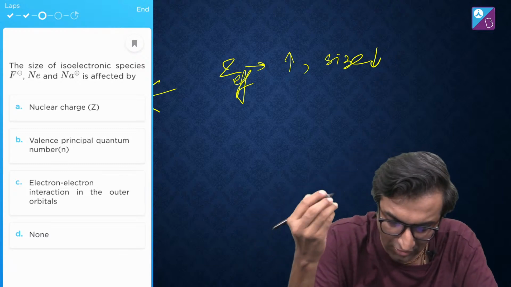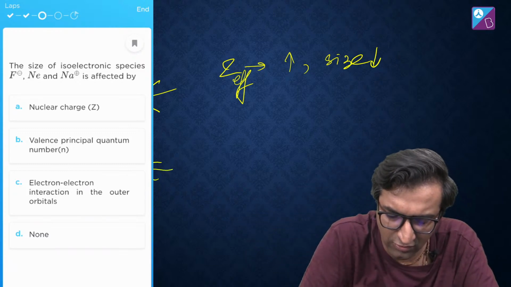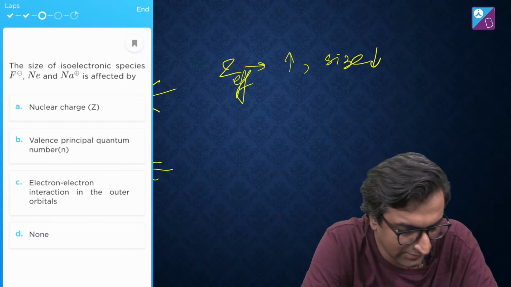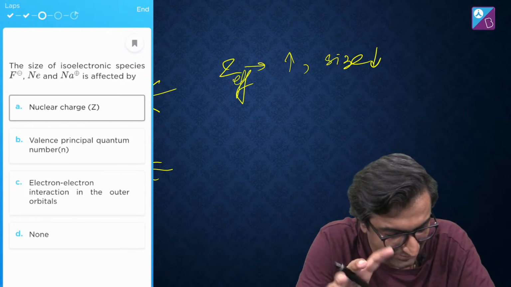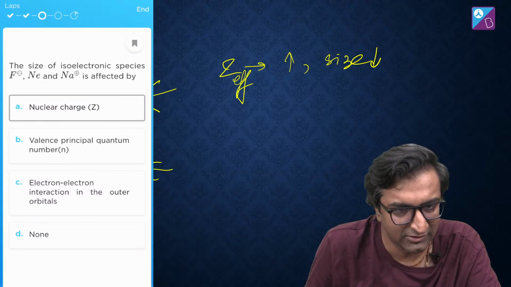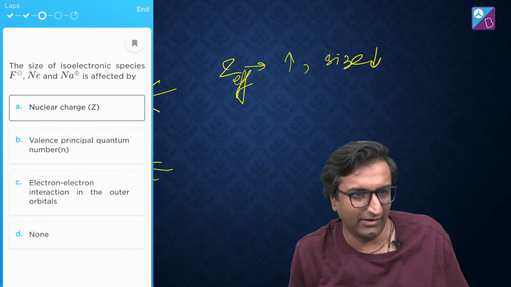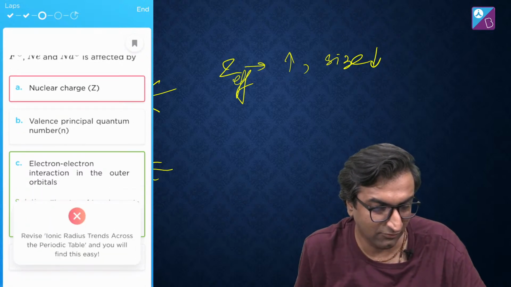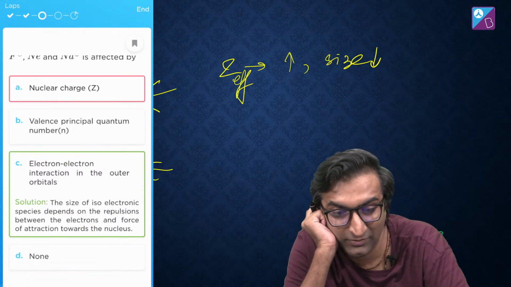F becomes larger because of electron interaction with outer orbitals also, right? F minus specifically. So although the answer to this should be A, I feel that C also kind of works. Yeah, I mean, look at the logic, right? अगर A सही है तो C भी सही होना चाहिए, है ना? देखो, वही हो गया. Interesting.